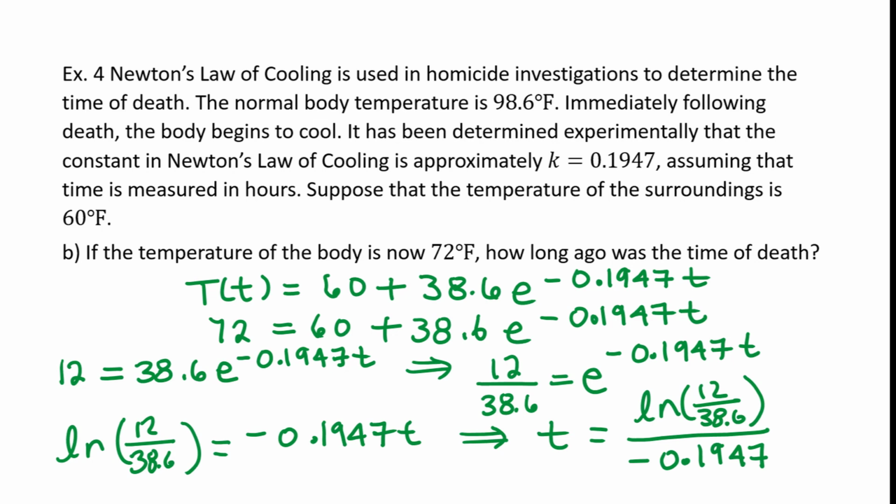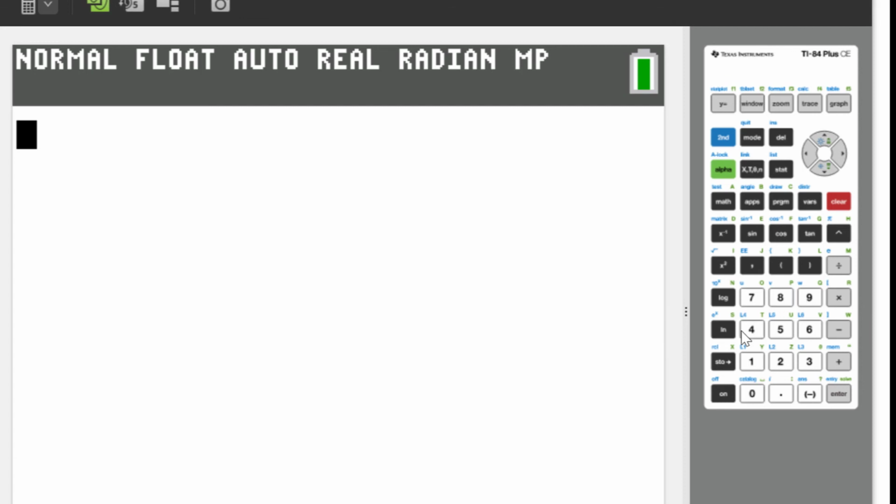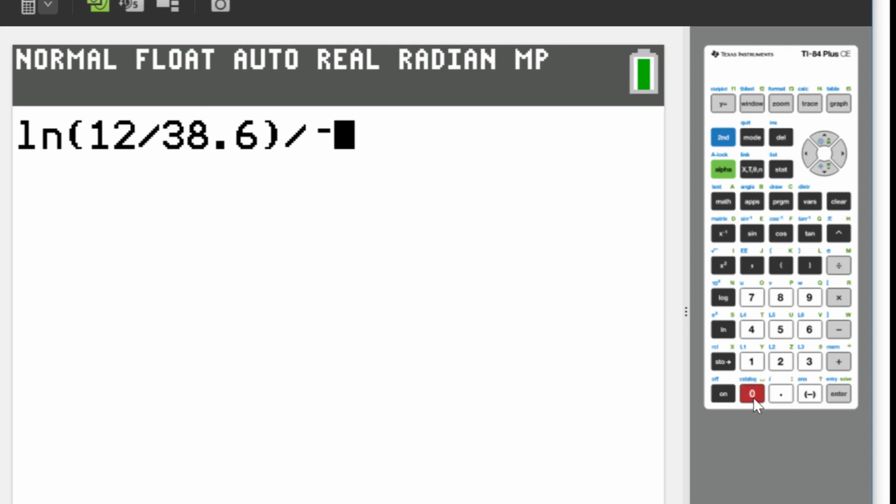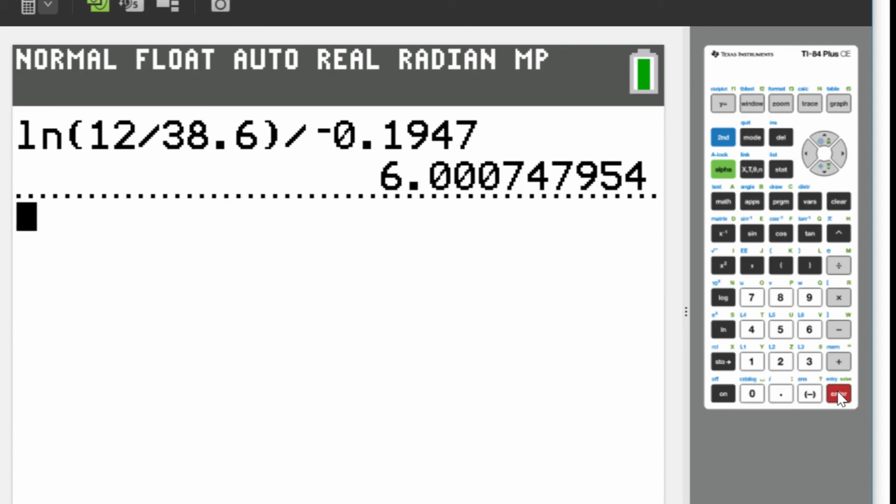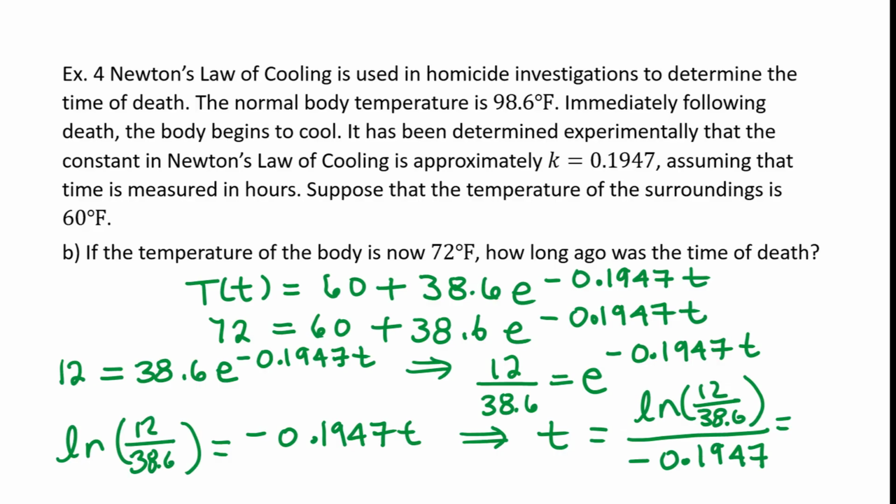Let's use a calculator to get an approximate time of death. Let's begin our computation using the calculator. Natural log of, and then we want the quotient of 12 divided by 38.6, close parenthesis. Then we want all of that divided by negative 0.1947, and we get about 6 hours. How long ago was time of death? About 6 hours.